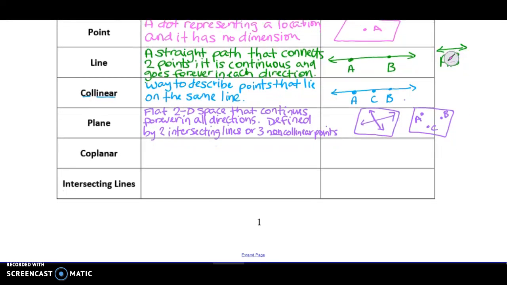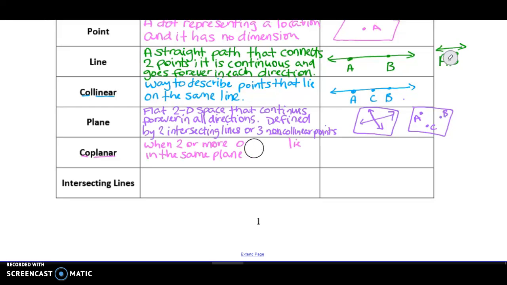Next up is the word coplanar. So similar to collinear, it's telling you the same thing. It's describing when 2 or more objects lie in the same plane. Okay, so this time I've got my nice little plane. Maybe I have a point A and a line that I'll call L. They are considered to be coplanar because they lie in the same plane.